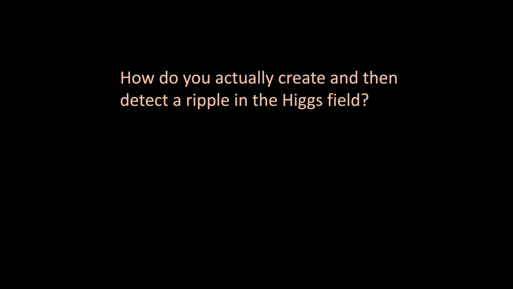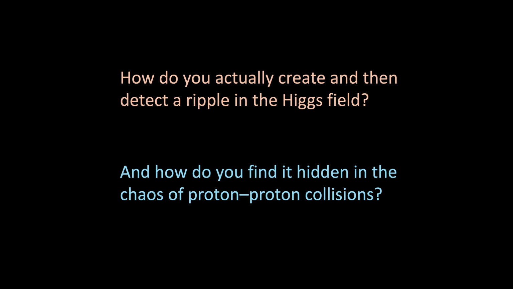And the discovery of the Higgs boson is a story in itself. How do you actually create and then detect a ripple in the Higgs field? And how do you find it hidden in the chaos of proton-proton collisions? That will be the subject of the next video in this series, where we'll move from equations to events, from theory to experiment, and watch how the Higgs field finally revealed itself.